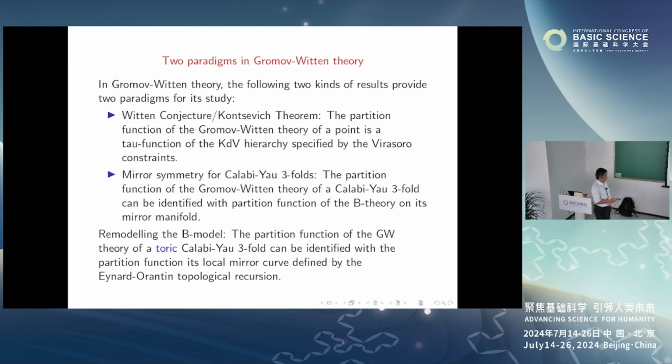These are for compact Calabi-Yau threefolds, and there are also some non-compact ones which are also interesting. These are the so-called toric Calabi-Yau threefolds, which have a lot of symmetry. The compact ones do not have much symmetry, but the toric ones have a lot of symmetry. In this situation, there is another way to do mirror symmetry in all genera. It says that the partition function of the Gromov-Witten theory of a toric Calabi-Yau threefold can be identified with the partition function of its local mirror curve, defined by something called the Eynard-Orantin topological recursion, which I will recall later.